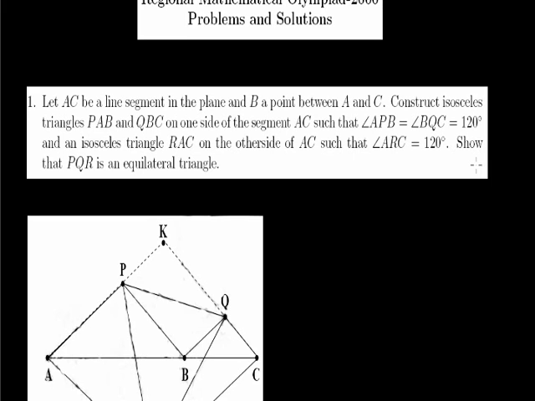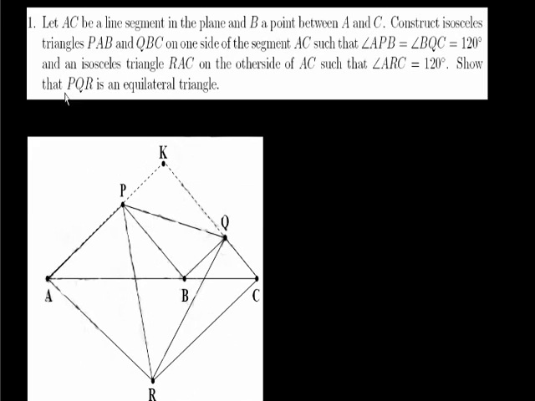Okay, so starting with question number 1, first we'll read it out. Let AC be a line segment in the plane and B be a point between A and C. Construct isosceles triangles PAB and QBC on one side of the segment AC such that angle APB equals angle BQC equals 120 degrees, and an isosceles triangle RAC on the other side of AC such that angle ARC is equal to 120 degrees. Show that PQR is an equilateral triangle. Okay, so we'll be starting with it.